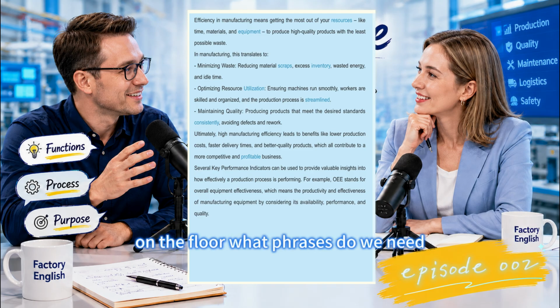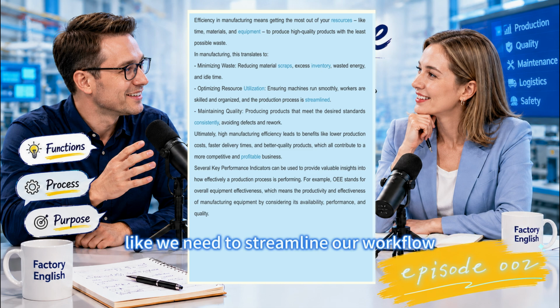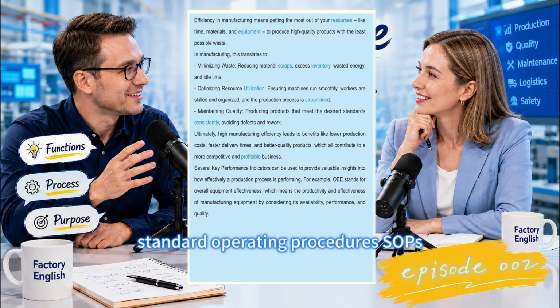So to talk about this on the floor, what phrases do we need? You'll refer to the production line and the workflow, like we need to streamline our workflow. Streamline our workflow. That sounds incredibly professional. And to make sure workers are organized, you talk about SOPs, standard operating procedures. It's the blueprint for doing a task exactly the same way every time. Standard operating procedures, SOPs. That's a huge one. But you can run your machines fast and streamline your workflow all day long, but if the final product is terrible, you haven't been efficient at all. Not even a little bit.